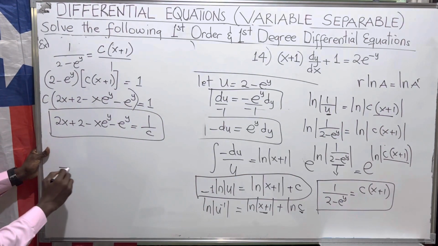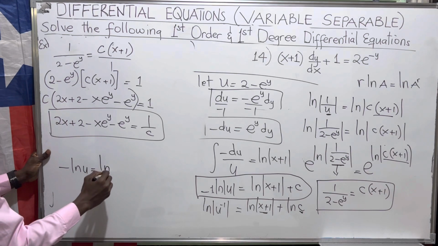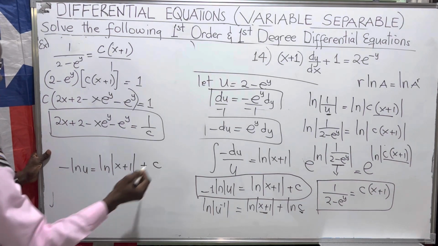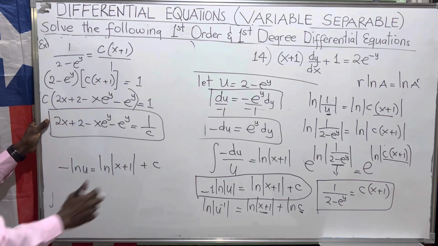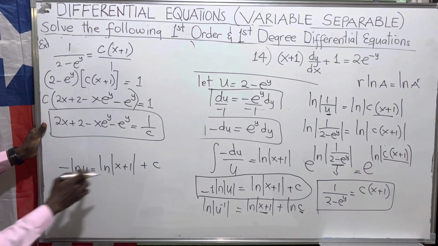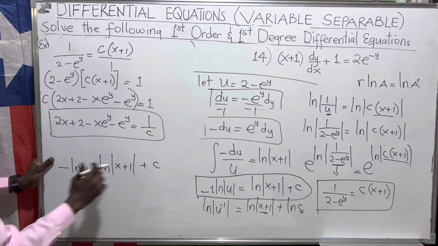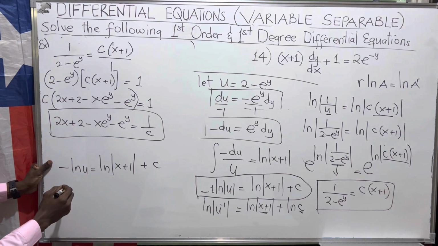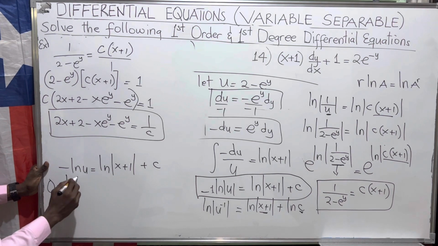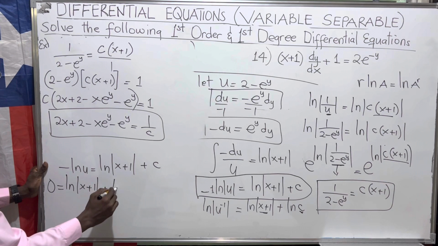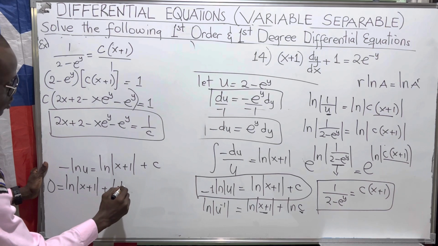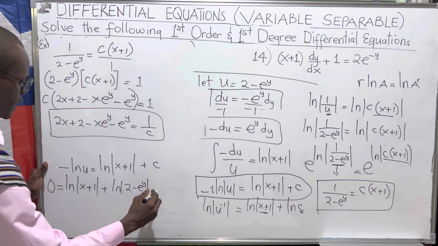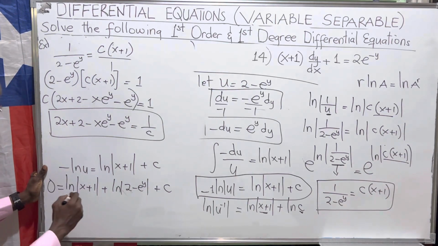You just stop right there, which is minus ln of u equals ln of x plus 1 plus c. Most instructors will not even want to replace the c with some ln or stuff like that. They just want to leave it as it is. So you can just deal with this, and this. So you can say, let's say we have 0 on this side. We send this one across, it becomes ln of x plus 1 plus ln of u. So we know that u now is just 2 minus e raised to the power, so plus c. So we can deal with these two.